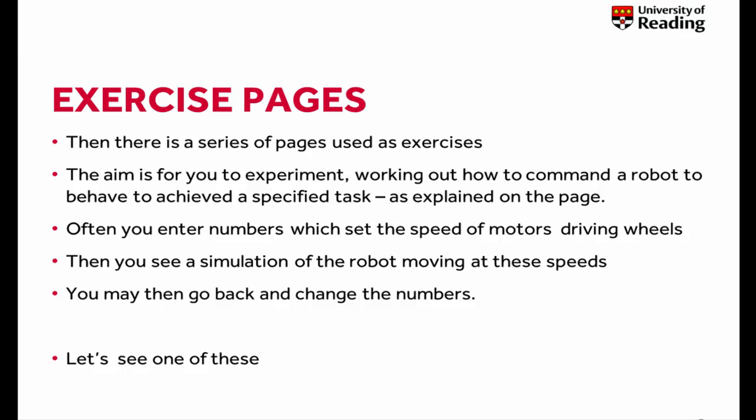In addition, we've a number of pages for the exercises in each of the 4 weeks. Here the aim is for you to experiment, working out how to command a robot to behave in a particular way to achieve a certain task. The tasks are explained on the pages. Often you're going to enter numbers which set the speeds of the motors which drive the wheels of the robot, and then you will see a simulation of the robot moving at these speeds. If the robot isn't doing what you want, then you can go back and change the numbers and then see what happens. We'll briefly explain one of these.